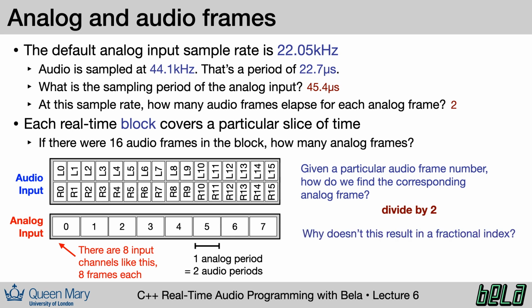But why doesn't that result in a fractional index? If, for example, I had audio frame number 3, I divide that by 2, I would get analog frame 1.5, and of course I can't read a fractional value out of an array. Why does this actually work? The reason that it works is that we typically use int for indexing arrays, so if our audio frame is an integer with a value of 3 and we divide it by 2, the result will also be an integer, the fractional part will drop, and we will just read analog frame number 1.